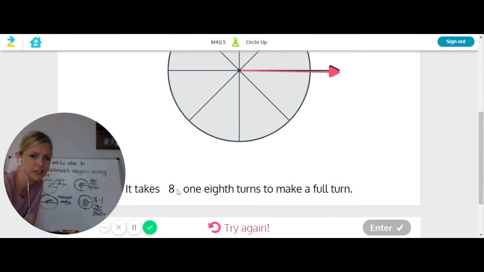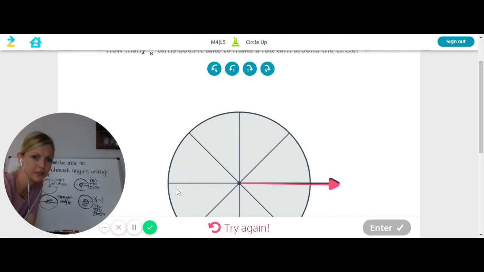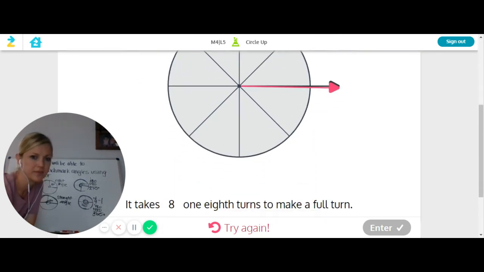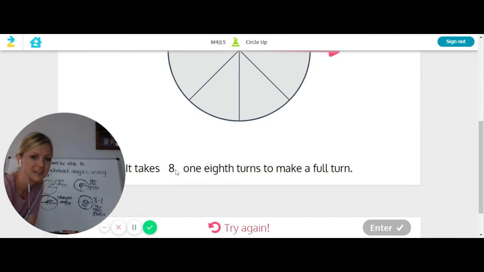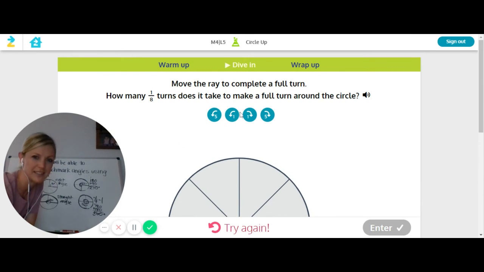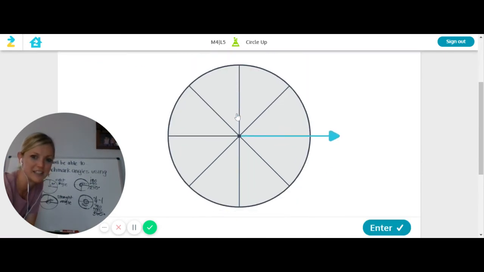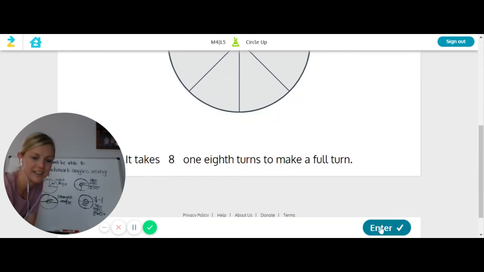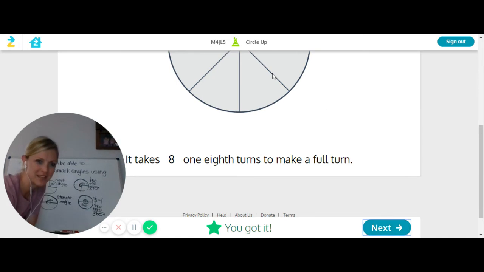How many 1/8 turns to make a full turn? What happened? Let's see. Let's try again. I think my screen's not working right now. Oh, I had to turn here. Here we go. Okay, let's try that again. Okay, we did get that correct. I'm sorry, scholars. My mouse is just being a little silly right now.